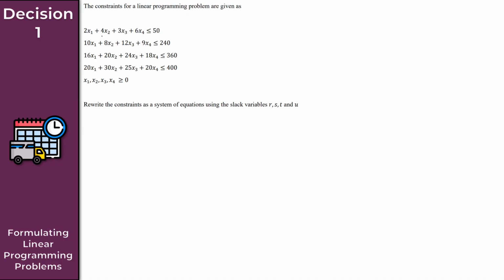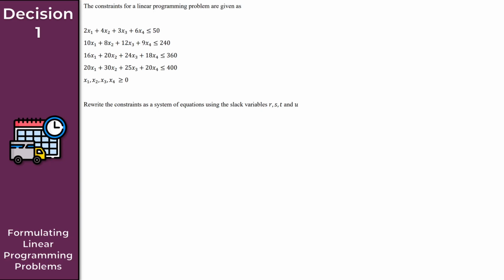If I want to go, for example, from my first constraint as an inequality to an equation, all I need to do is write down these terms again: 2x1 plus 4x2 plus 3x3 plus 6x4. We then introduce one of the slack variables. I'll just go from left to right, so I'm going to introduce r as my first slack variable. And then we change the inequality to an equation. That's all we simply need to do here.